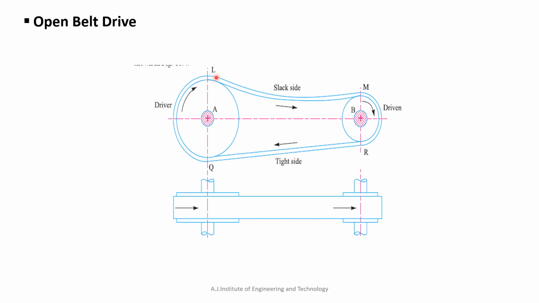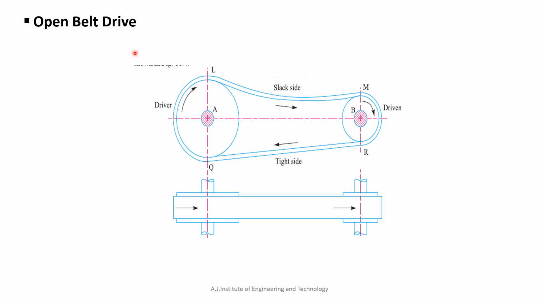Here, pushing action takes place after power transmission from this shaft to this shaft, right? So it is a slack side, which is nothing but the loose side. This is the tight side. Here pulling action takes place, so the lower end is the tight side, and here pushing action takes place after power transmission, so it is the slack side, like this.